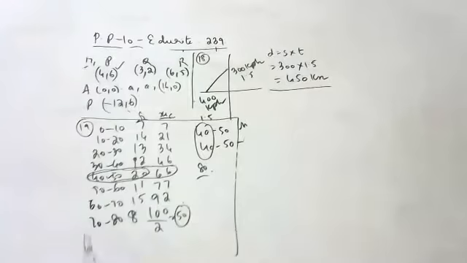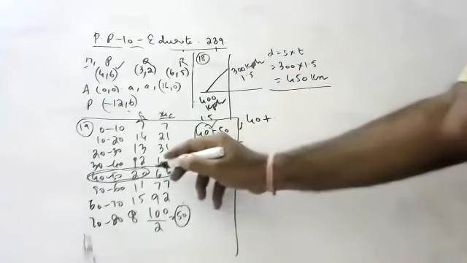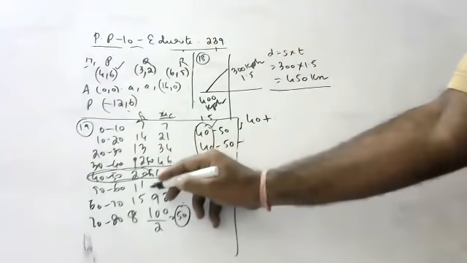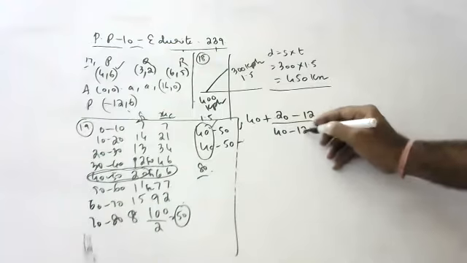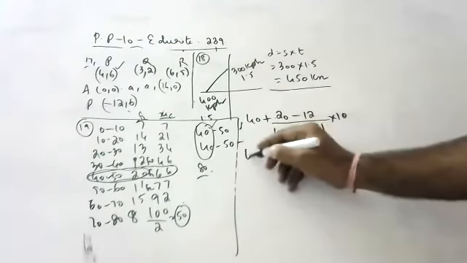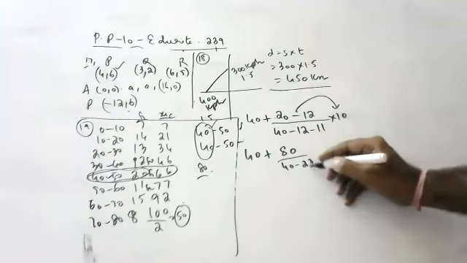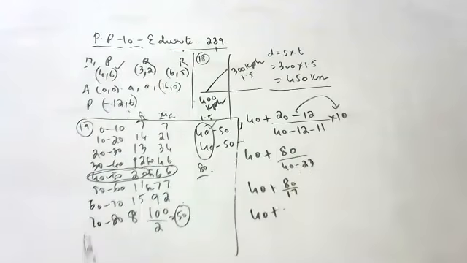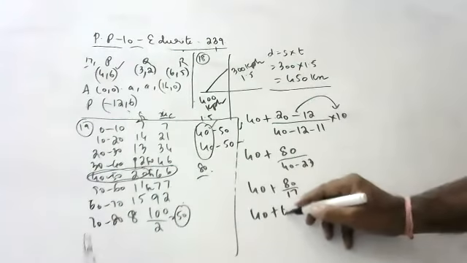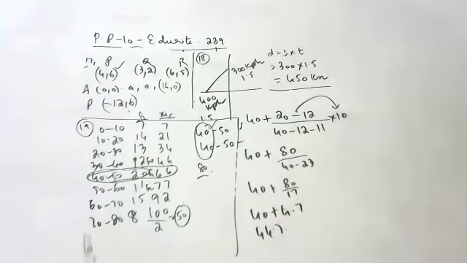So children, they are asking for the mode. Mode is lower limit, 40, plus F1 minus F0 by 2 F1 minus F0 minus F2, into h, which is 10. So 40 plus 80 by 17, that is 40 plus 4.7, so 44.7 approximately.